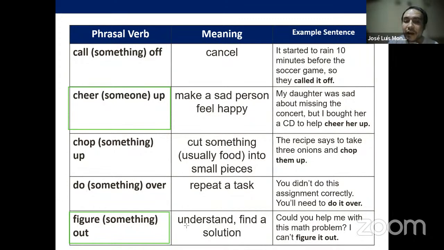Now figure out, let's do the same, please, Leandro. Let's read the definition or the meaning plus the example that we got there.